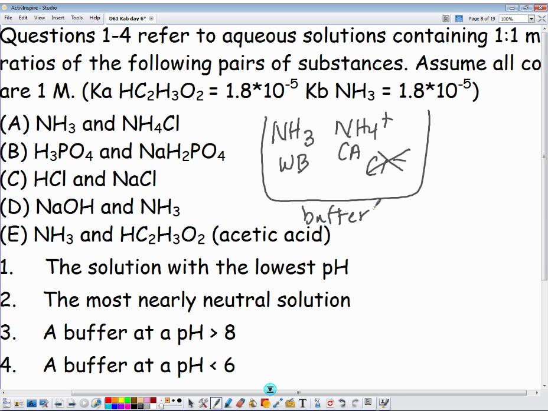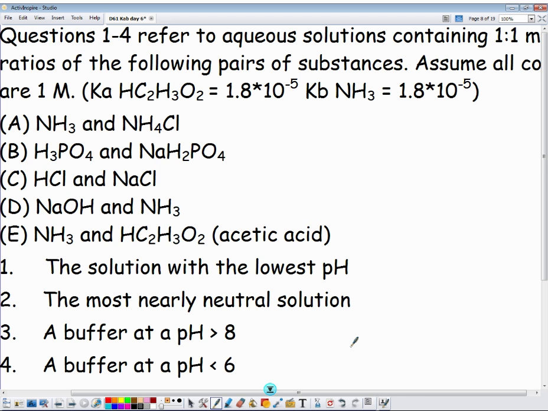Now, that means it's only going to fall down here on 3 or 4, but I'm not quite ready to decide whether it is 3 or 4 until I look a little deeper. So let's go all the way through them and see which ones are buffers so I'll know which ones fall into 3 and 4. Then we'll talk about which one exactly is 3 and which one exactly is 4, okay? So all we know right now at this point is that we definitely have a buffer with letter A.